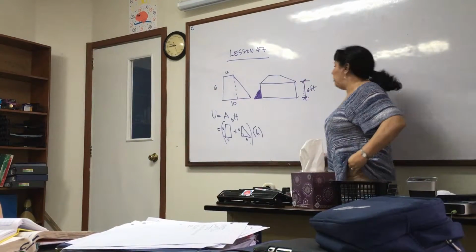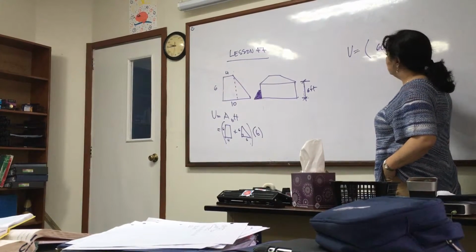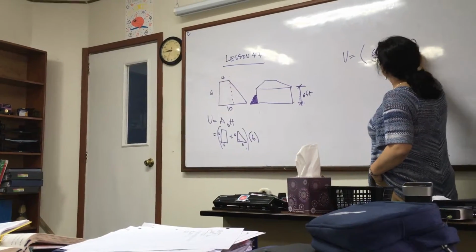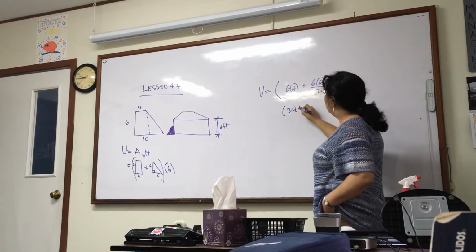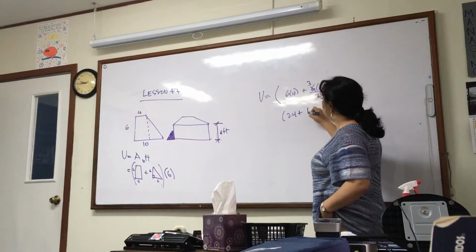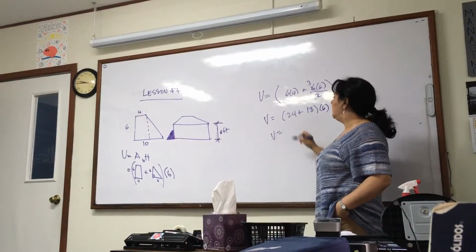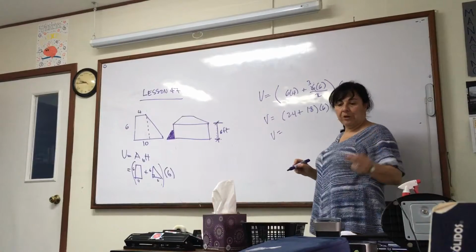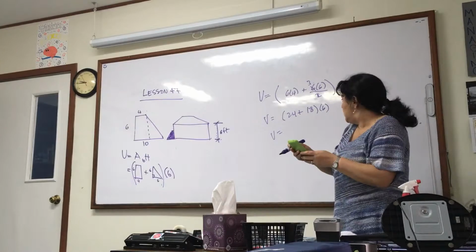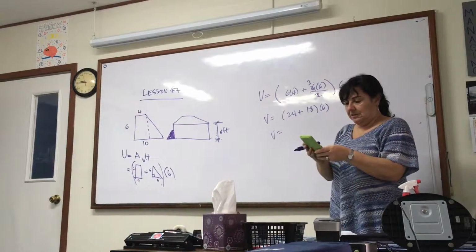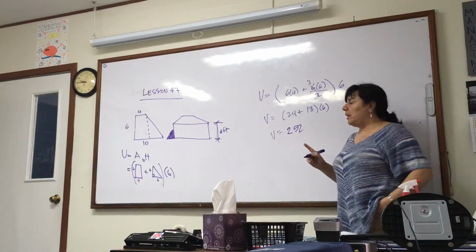Okay, so now I have 6 times 4 plus 6 times 6 divided by 2 because it's a triangle, times 6. And this would be 24 plus 18 times 6, which would be 42 times 6, because I'm going to do it in a calculator really quickly. See if you can do it before me. 42 times 6.